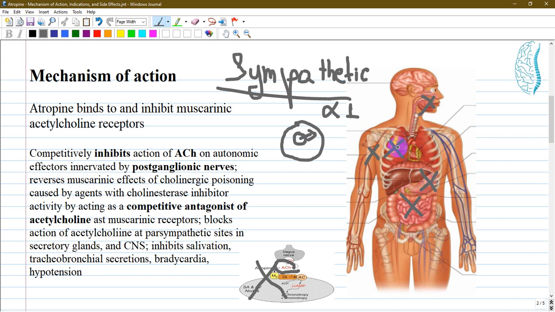For example, at the pulmonary level it produces bronchodilation. At the level of the heart it increases heart rate. At the level of the intestine it inhibits peristalsis. At the level of the urinary bladder it inhibits urination.